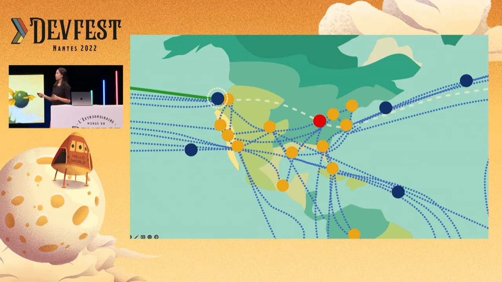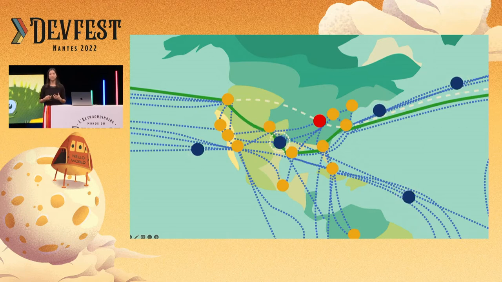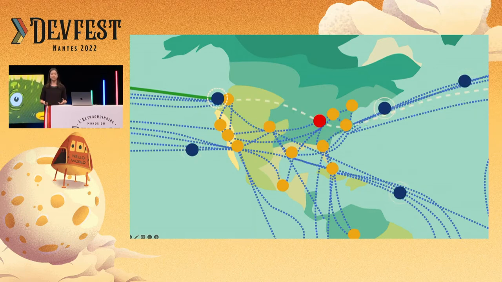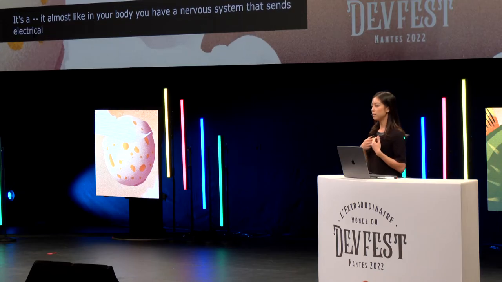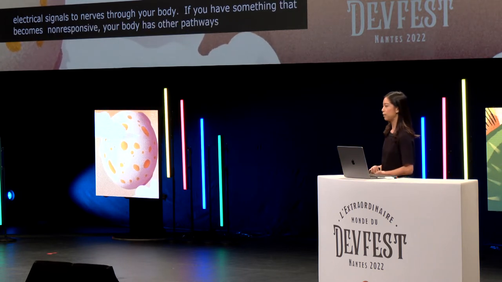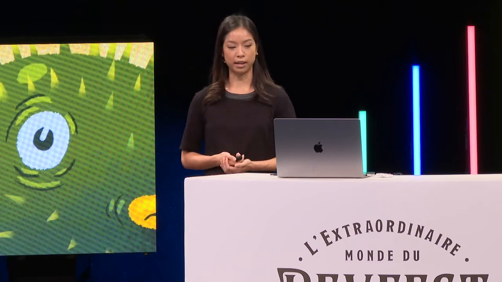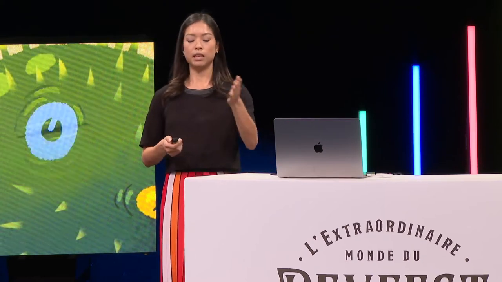So you can really think of our network like a central nervous system. It's almost like in your body you have a nervous system that sends electrical signals to your nerves throughout your body. If you have something that becomes non-responsive, your body has other pathways that it can hopefully send signals to your hands and your feet and whatnot. So in a similar fashion, we try to think of this as this self-healing system for our network, and our philosophy is to create redundant paths at every layer of the stack to support traffic redistribution, to also reduce any congestion at any point in the network. And so in this example, the pathway from US West to US East might become disrupted, and so traffic will be seamlessly redirected to US East if needed.